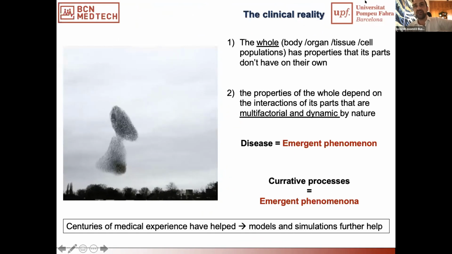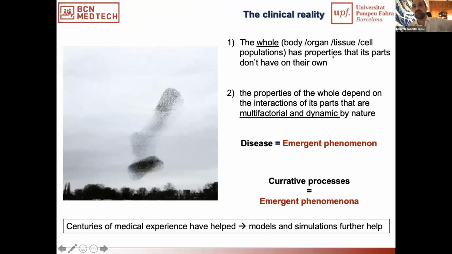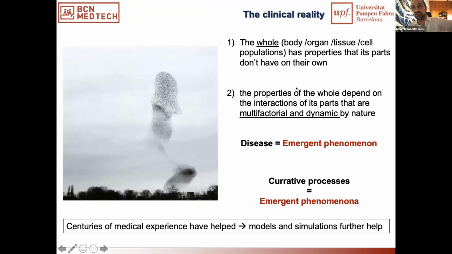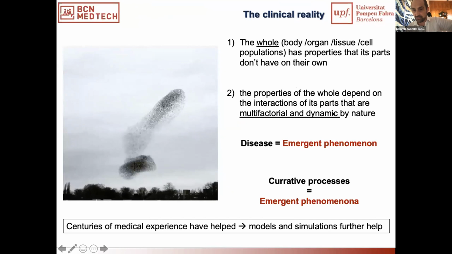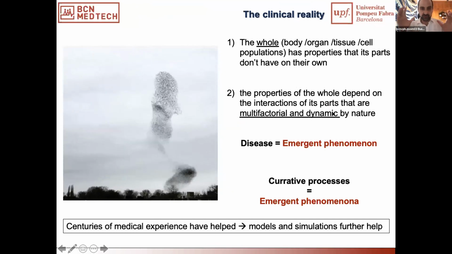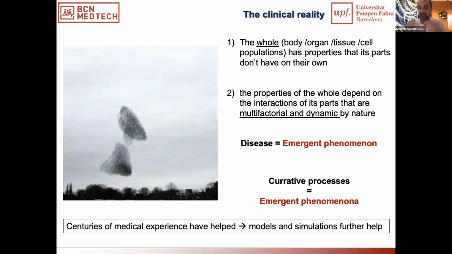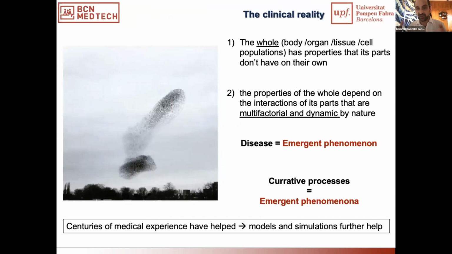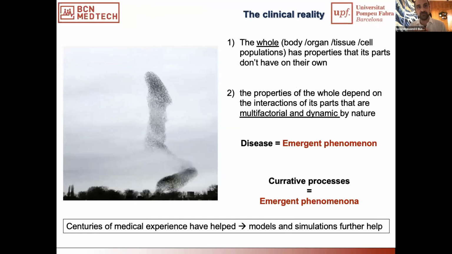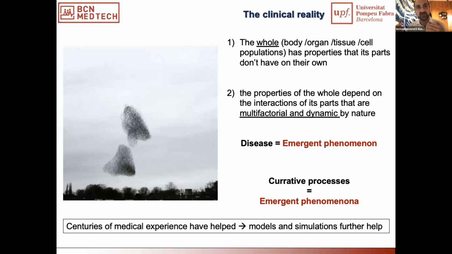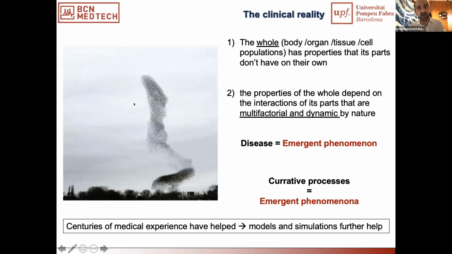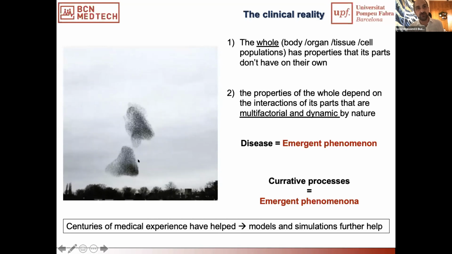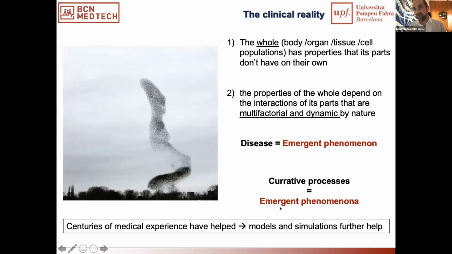And the clinical reality is that the whole body has properties that its parts don't have on their own. The properties of the whole body depend on the interactions of its parts, which are multifactorial and dynamic by nature. So how the body behaves and evolves depends on the independent behaviors of many parts of the body: the cells, the organs, and the molecules. And the variation of all these parts is relatively complex per se. So you can view the body as a swarm of birds, and the cells and molecules would be the individual birds. The disease appears as an emergent phenomenon, and it means that the curative process of a disease is also an emergent phenomenon.